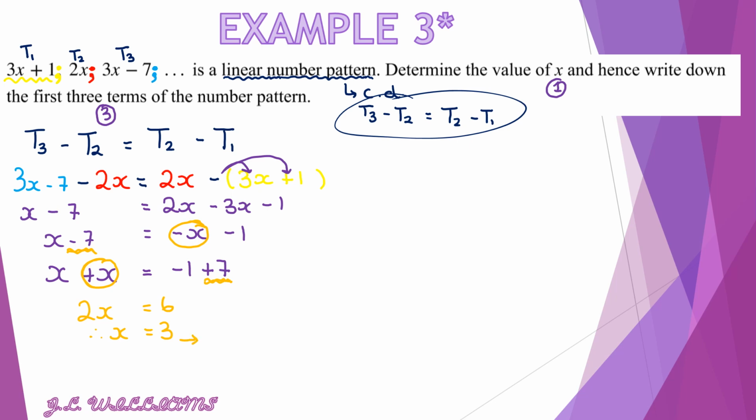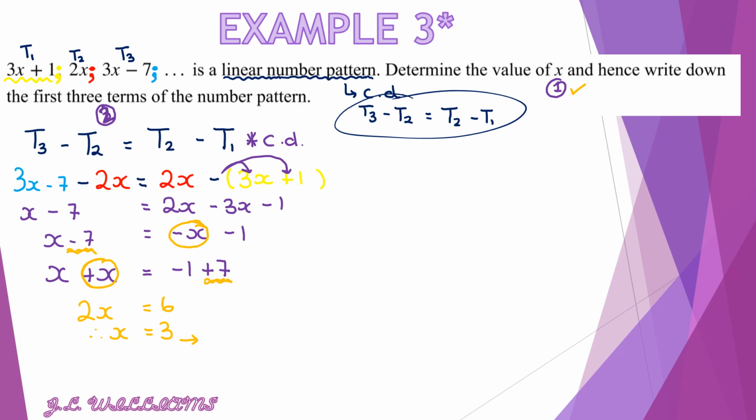So we have successfully completed our first task by figuring out the value of x by using our knowledge of the constant difference that occurs in a linear pattern. Our second task is to write down the first three terms.